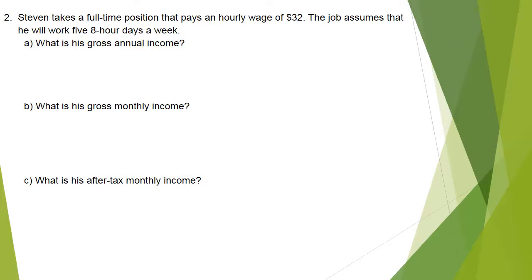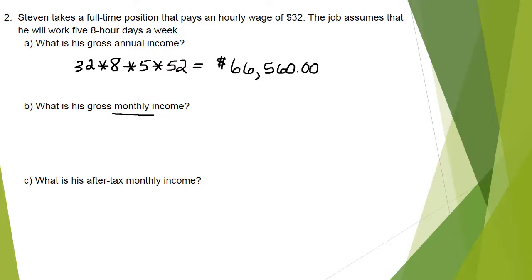All right, so on this next question, we have a full-time position that pays an hourly wage of $32. So what we want to do here is we're going to have a $32 salary times 8 hours a day, that's your daily salary, times 5 days a week, times 52 weeks in a year. This is going to give us an annual salary of $66,560.